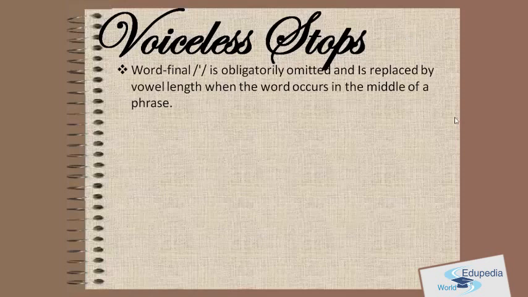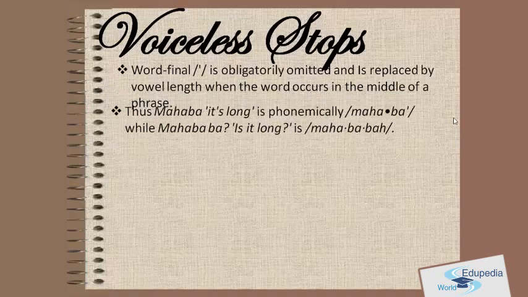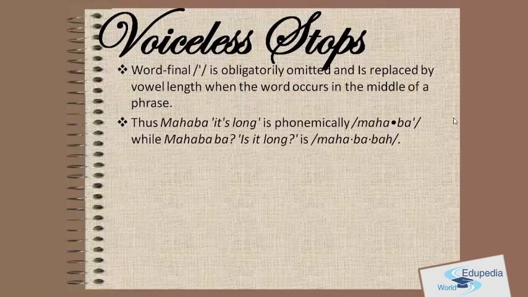A word-final glottal stop is obligatorily omitted and is replaced by vowel length when the word occurs in the middle of a phrase. Thus, mahaba, it's long, is phonemically mahaba, while mahaba ba, is it long, is mahabá ba.